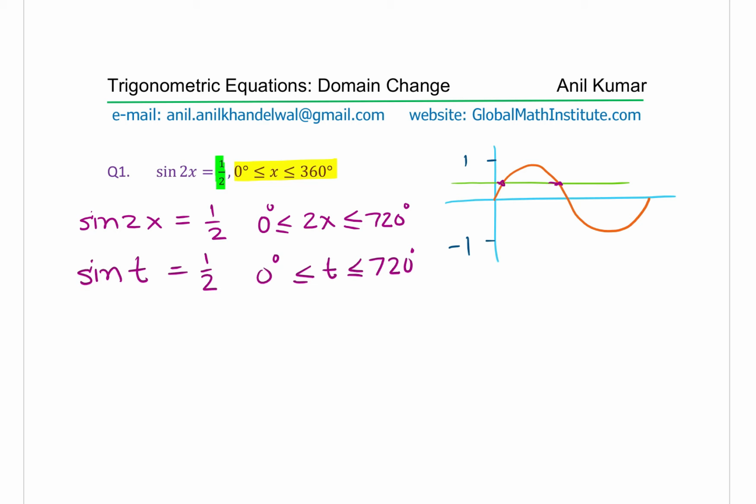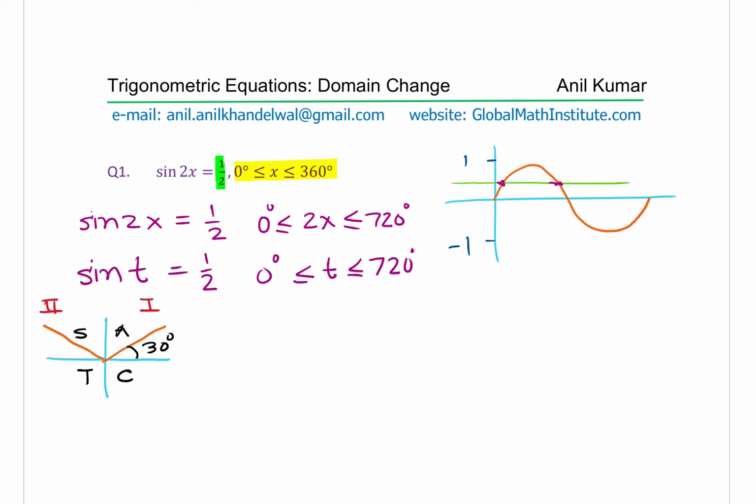Okay. Now we know that for sine t equals half, t could be what? Well, it is a positive value. So since it is a positive value, it could have two possible solutions, one in quadrant 1 and the other one in quadrant 2. So those are the possible solutions. Since we know the CAST rule, sine is positive in quadrant 1 and 2. Now here the acute angle is what? The acute angle is 30 degrees.